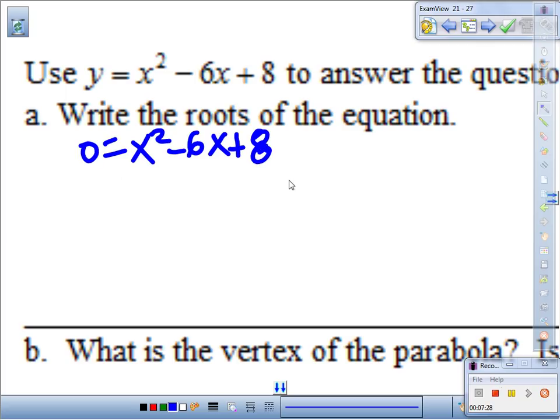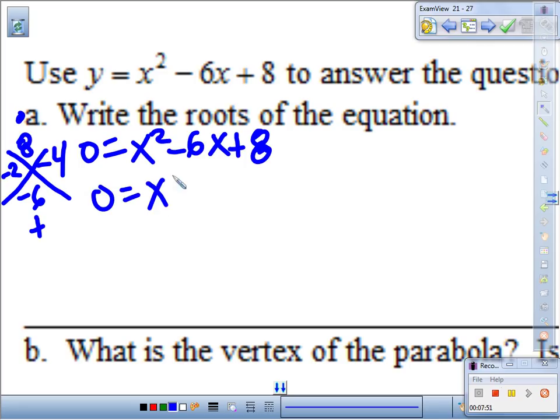There's no GCF, so we do Power Rangers. Let's do that over here, 8 and negative 6. Factors of 8 that add up to negative 6, says Seth. Negative 2 and negative 4. All right. So therefore, 0 equals x squared. Instead of the 6, we're going to write negative 2x, negative 4x, and then the last term is plus 8.